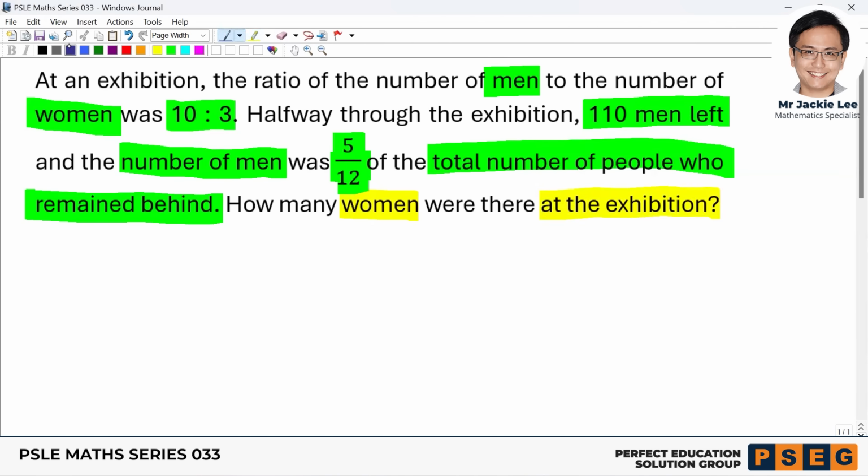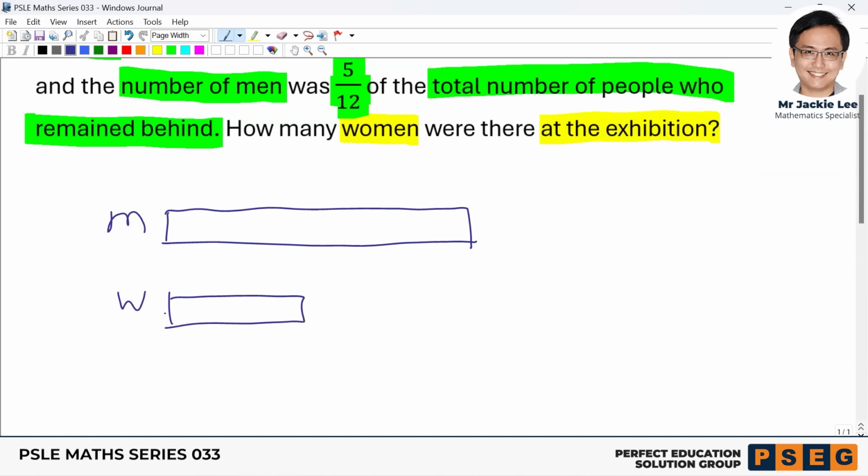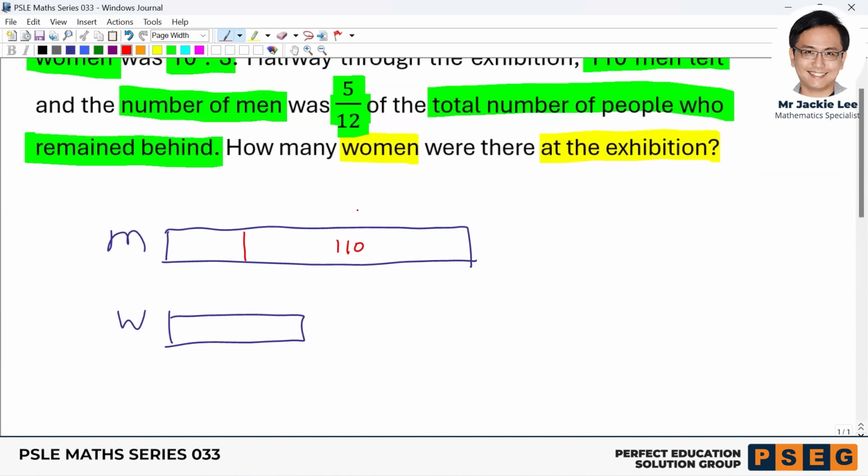Okay, so now I think we construct this model, men and women. Initially it's 10 to 3, am I right? Then after that, we have 110 men leaving. Let's say this is 110. The ratio will drop to, in fact, 5 to 7. This 4/12 means men and women should be 5 to 7. So we are able to pick up this ratio.